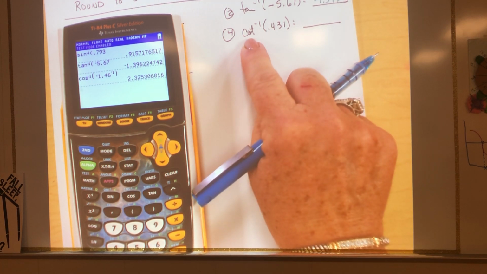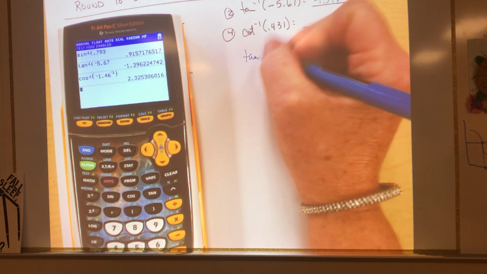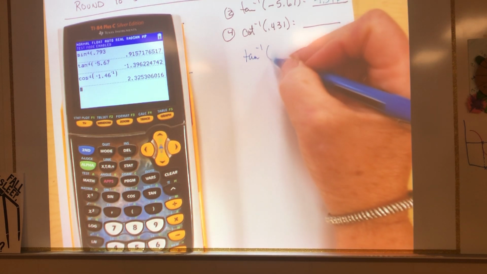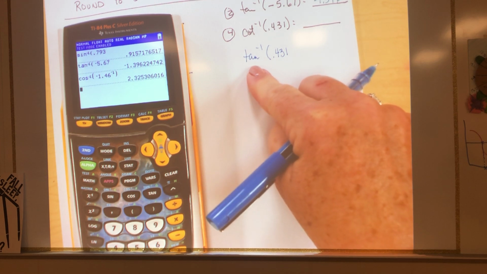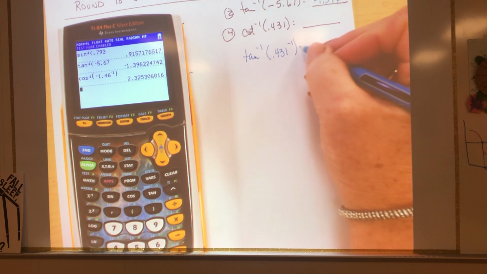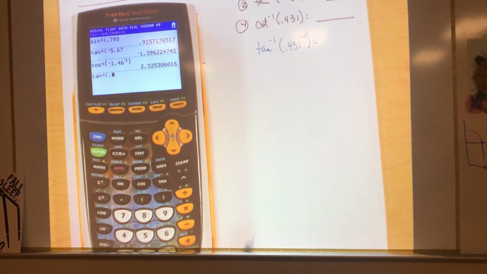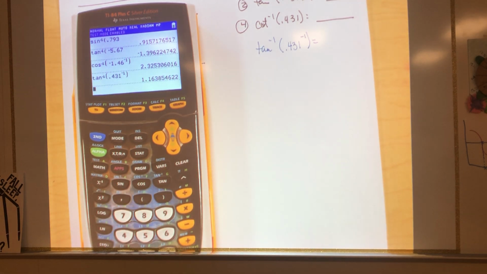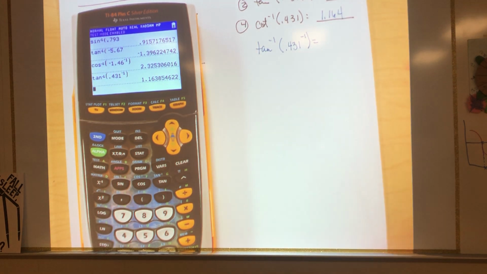So, obviously, I don't have a cotangent function, so I'll use its reciprocal function, which is tangent. I am looking for an angle, so since I use the reciprocal function, I have to use the reciprocal button. Since I'm looking for an angle, it goes on the inside, and I will say inverse tan of 0.431 inside. And I get 1.164. Anybody got a question?